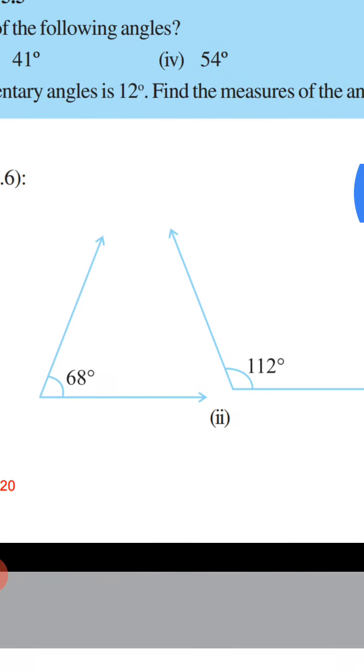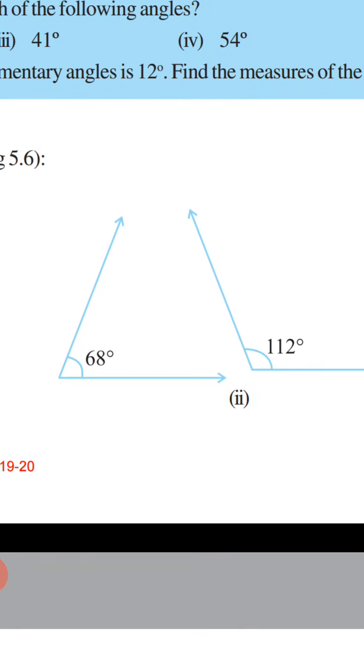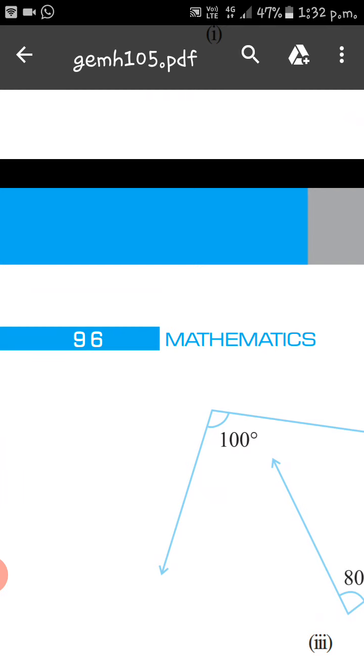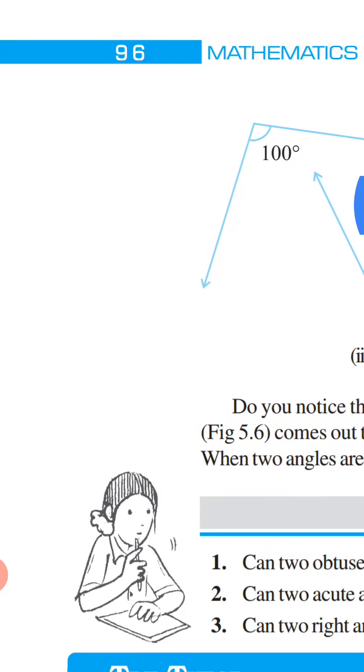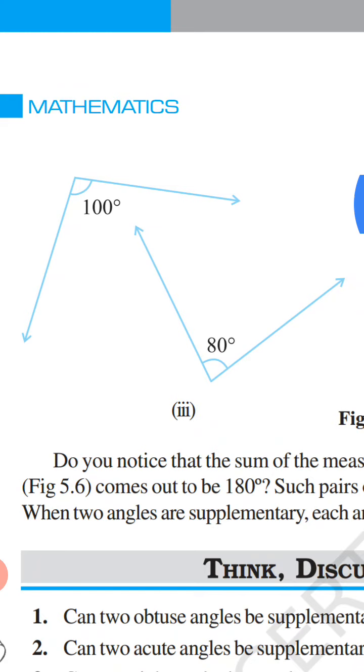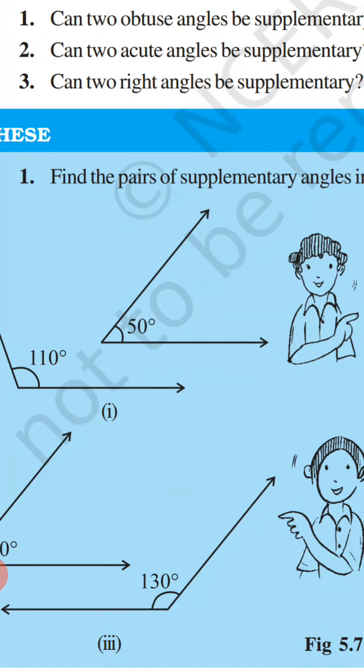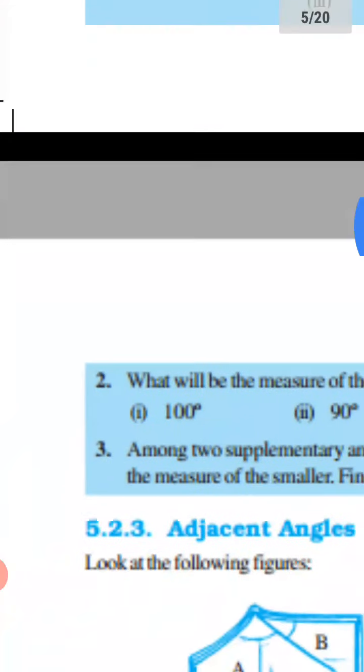Now you see here these two angles, 68 plus 112. If you add this, you get 180. So these are supplementary angles. Now the supplement of 100 degree is 180 minus 100, that is 80 degree. The supplement of 80 degree is 180 minus 80, which is equal to 100 degree. So now you have studied the supplementary angle and the complementary angle.